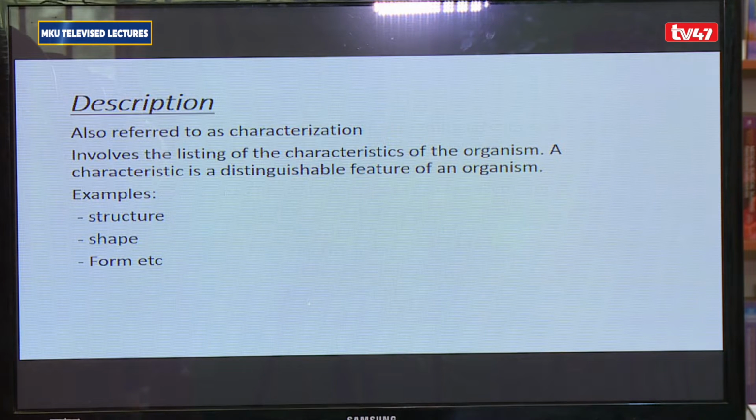When we talk about description of an organism, it is also referred to as characterization, because this involves looking for and listing the characteristics of a given organism. A characteristic is a distinguishable feature that an organism has, a feature that makes it distinct. So as you list down the characteristics of an organism, that gives us the activity of taxonomy, which is description.